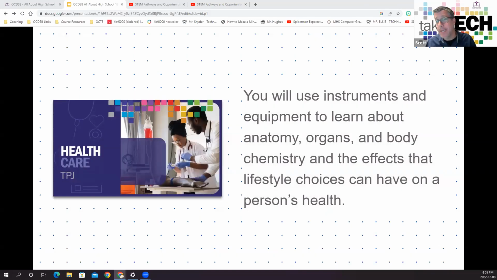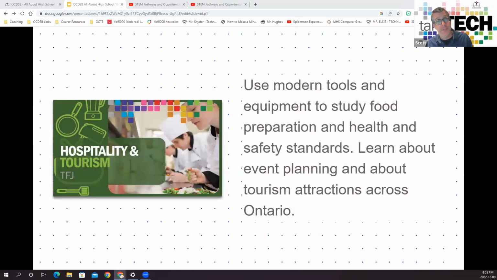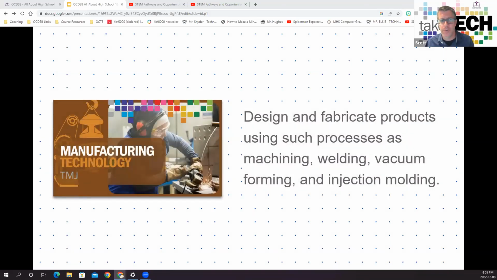Healthcare is our TPJ courses. So we're talking about personal health. We're talking about potentially dental services even. There's other options here like pharmacy services. So you're talking more about the health side of technology, hospitality and tourism. So now we're getting into travel planning. We're talking about potentially culinary, so cooking, nutrition, those sorts of areas, manufacturing technology.